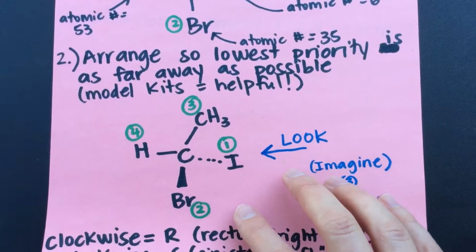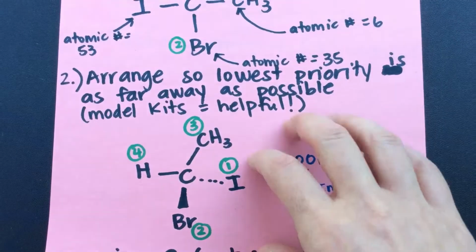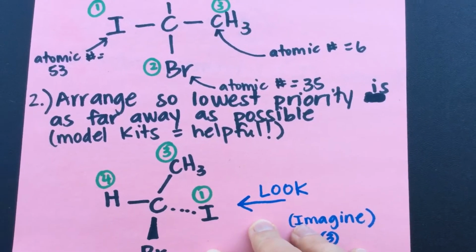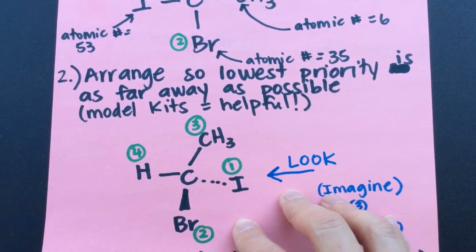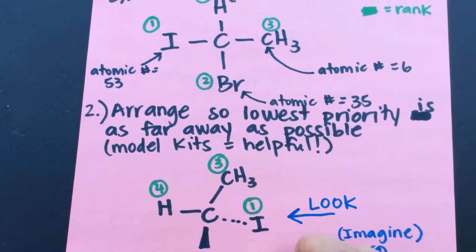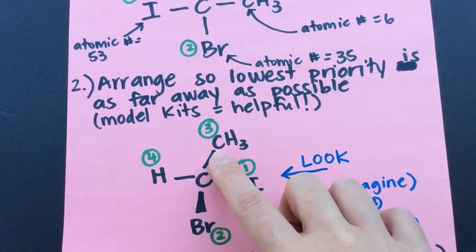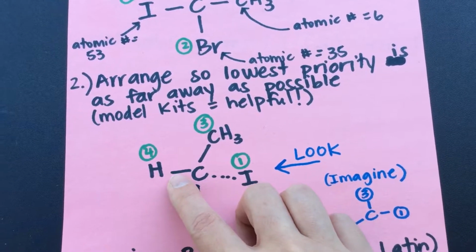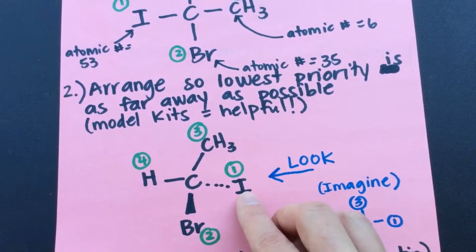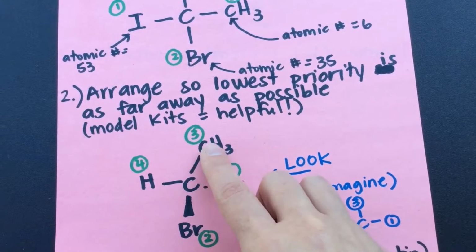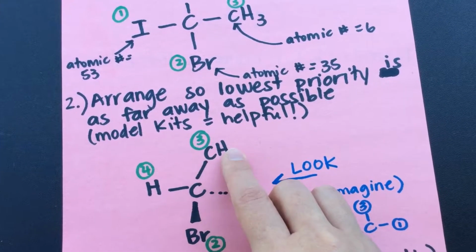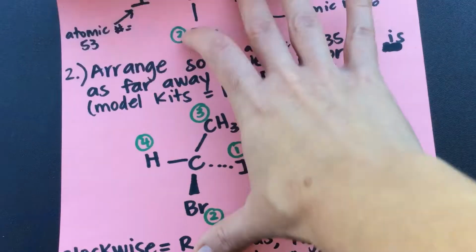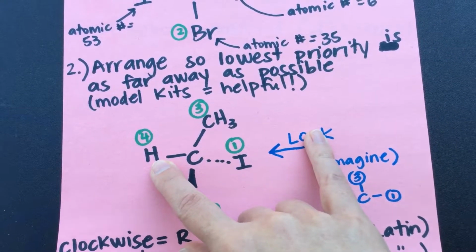Now what we want to do is arrange them so that the lowest priority atom is as far away from us as possible. This is where it becomes very helpful to have a model kit. If you break out your model kit and make your tetrahedral carbon atom and put on a CH3, an iodine, a bromine, and hydrogen, keep in mind what our rankings were. Iodine was number 1, bromine was number 2, the C in the methyl group was number 3, and then hydrogen's number 4. We arrange this so that the hydrogen points back away from me.